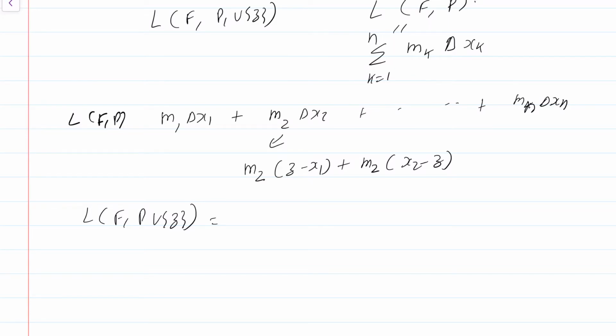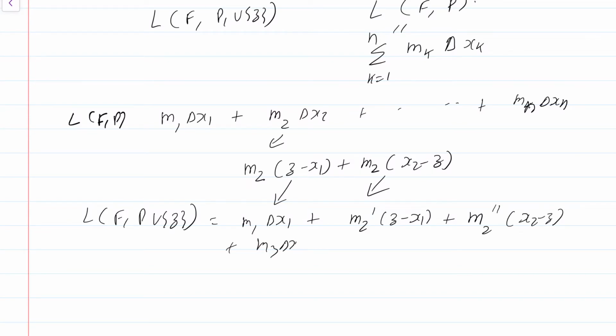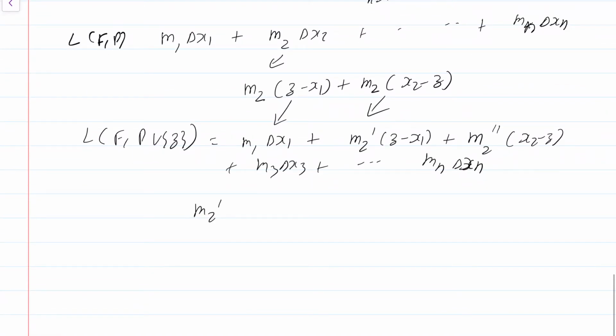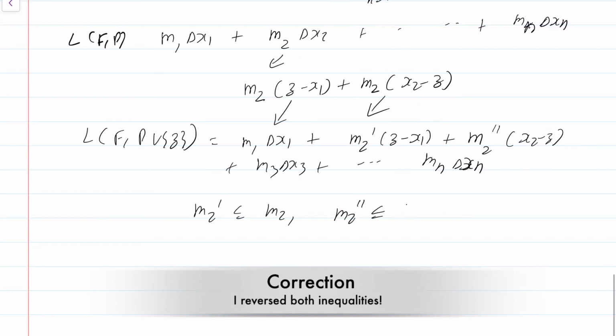observe that all terms will be the same except these two terms. These two terms will possibly get larger. Why will they possibly get larger? Well, because you are taking the infimum on a smaller interval. So when you take the infimum on a smaller interval, it can only increase. Here you will have m1 delta x1 plus some m2 prime times (z minus x1) plus here some m2 double prime times (x2 minus z) plus m3 delta x3 plus mn delta xn, right? And we have m2 prime is greater than or equal to m2, and m2 double prime is also greater than or equal to m2.